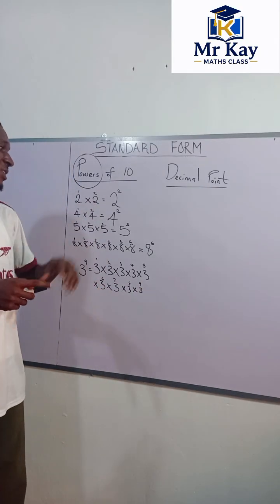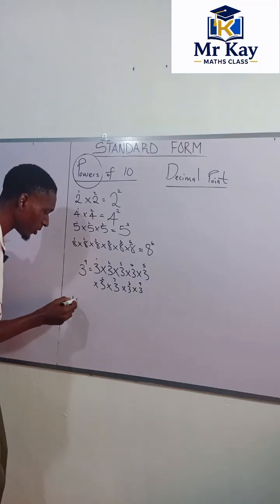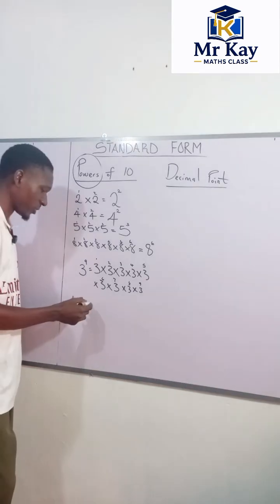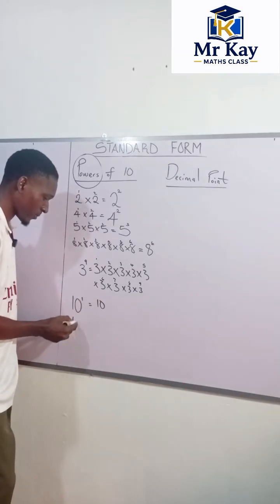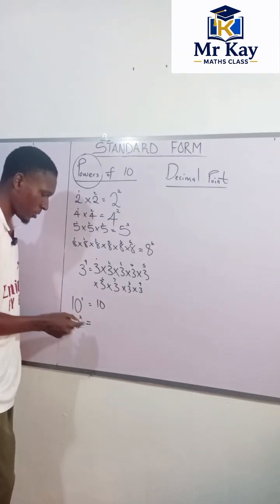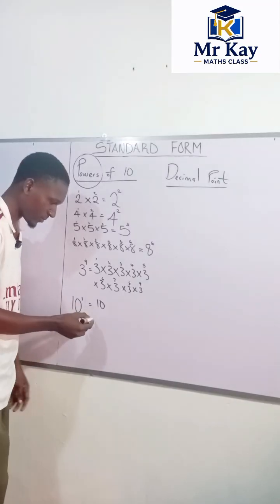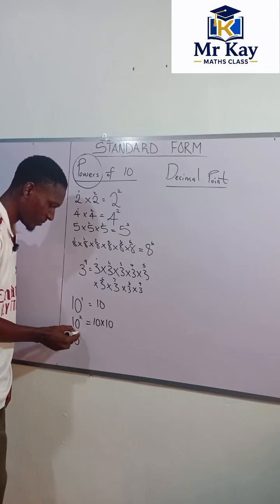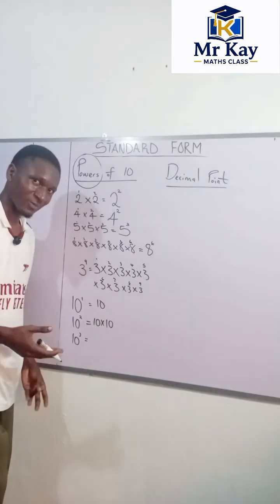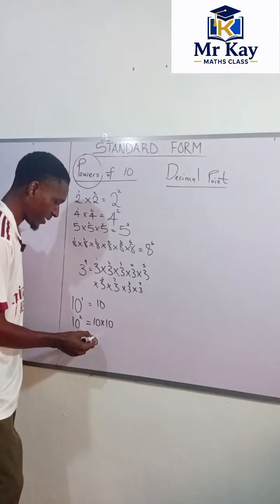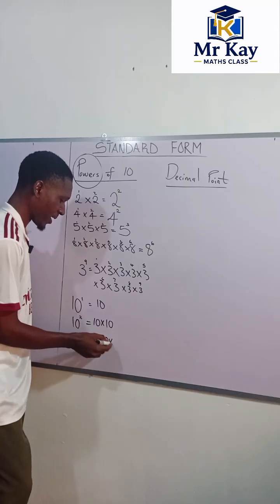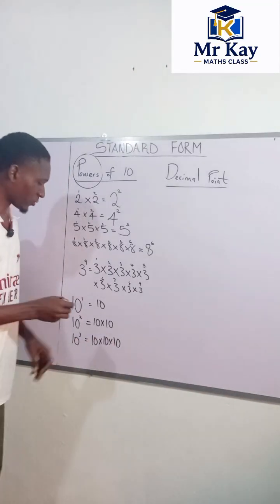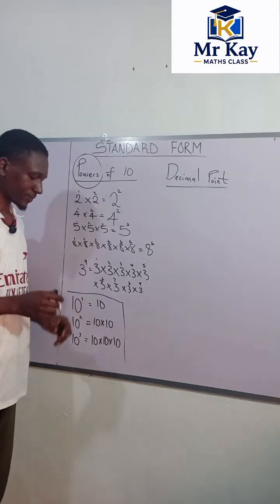So now when we say powers of 10, it means the powers of 10. That means remember we have 10 raised to power 1, which is just 10. Happy? We'll have 10 raised to power 2, which is what? Multiply 10 by itself 2 times, which is 10 times 10. So 10 raised to power 3 will mean what? Multiply 10 by itself 3 times, which is 10 times 10 times 10. You getting it? Continuously like that. So these are the powers of 10.